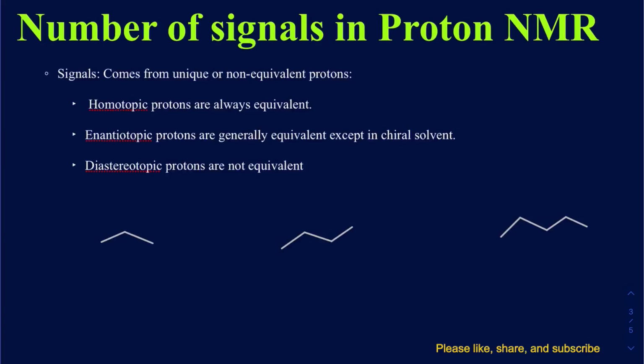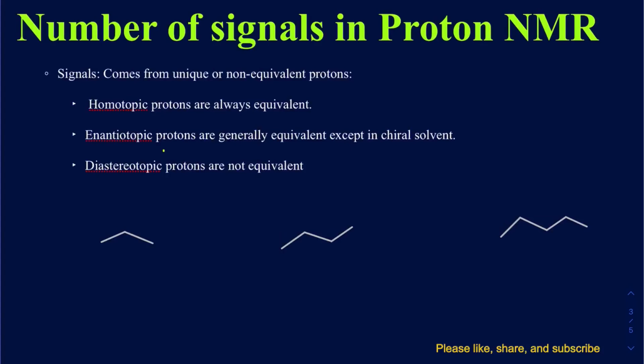And just to remember, you can have homotopic protons, and if you do have any homotopic protons, they are going to be equivalent. If you have enantiotopic protons, they are going to be equivalent, except if they are in a chiral solvent. And if the question doesn't really specify what type of solvent you're using, then always assume you are not using a chiral solvent, where enantiotopic protons are also going to be equivalent and will show up at the same place.